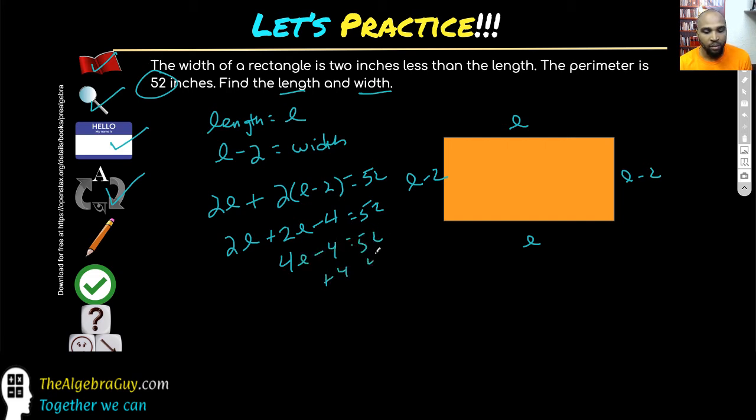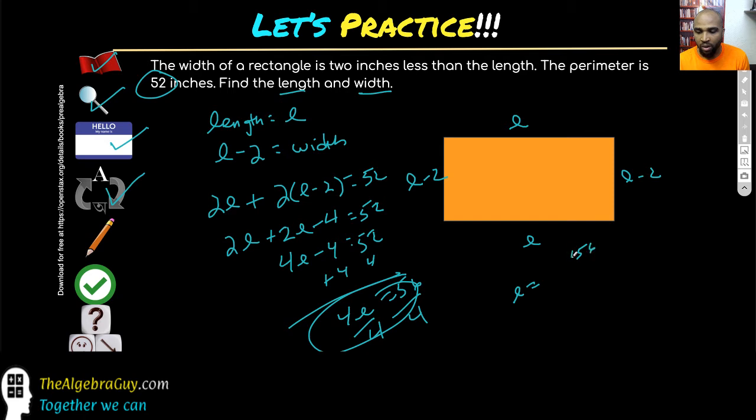Add 4. 4L equals 56. But we're not done. I need to find L. Divide by 4 on both sides. And what is that going to give me? L equals 56 divided by 4, which is 14. 14 what? 14 for my length.